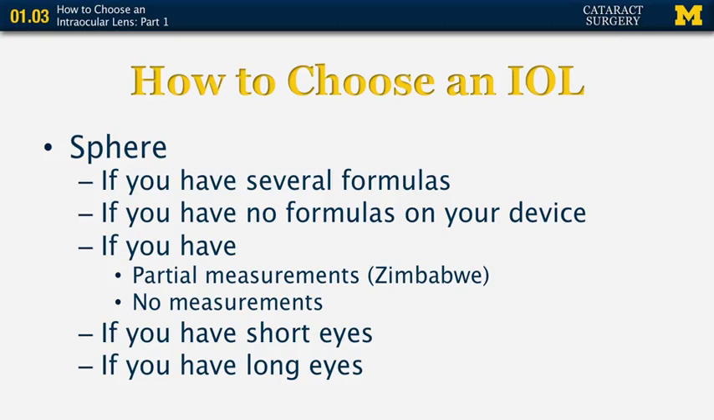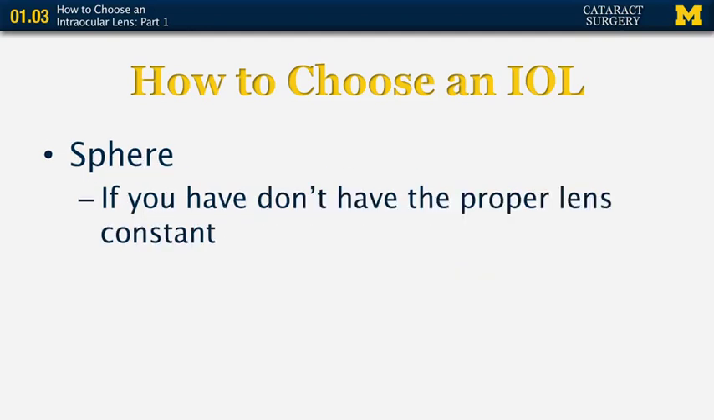We'll review what we've done. If you have several formulas, we discussed what formulas you should use. If you have no formula for your device, what do you do? You can look up some formulas. If you have partial measurements, there are some adjustments. If you have short eyes or long eyes, use different formulas. What do you do if you don't have the proper lens constant?